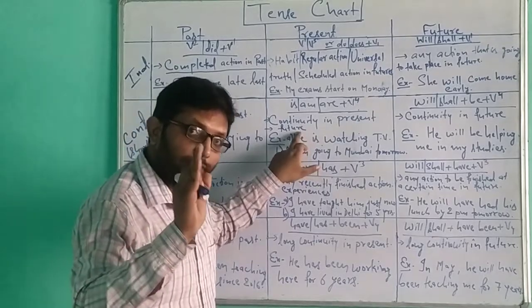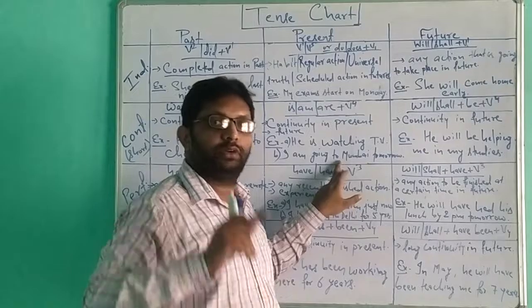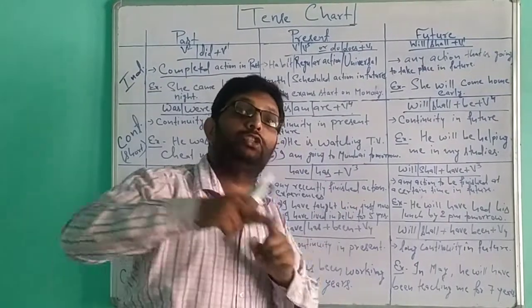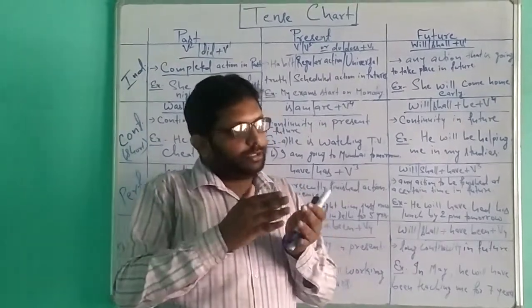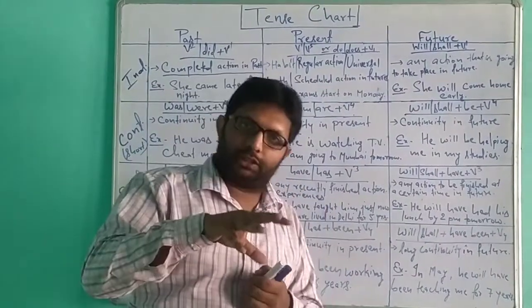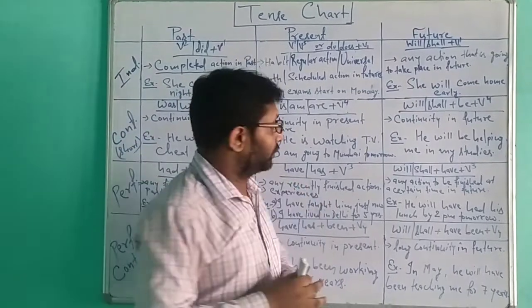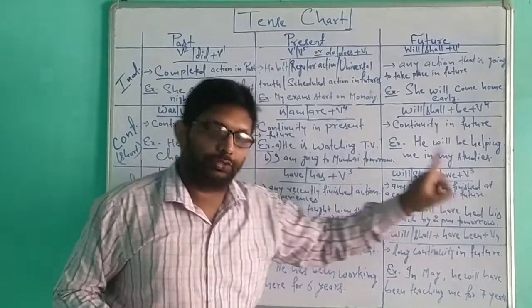It means what? Sometimes the structure remains present continuous, but it reflects future tense. For example, I am going to Mumbai tomorrow. It means this action is going to take place tomorrow. The structure is in continuous tense, but still this gives the sense of future.